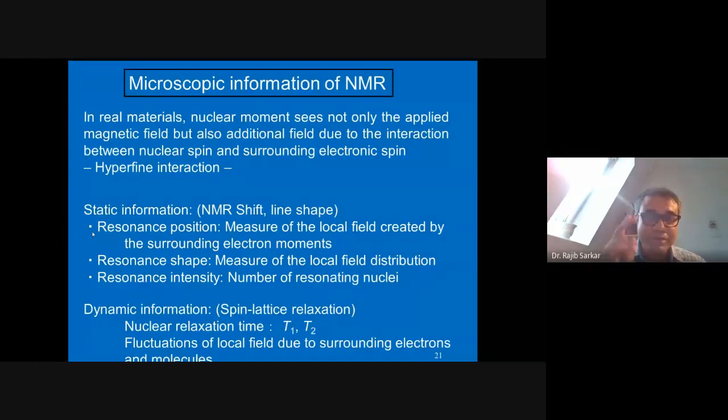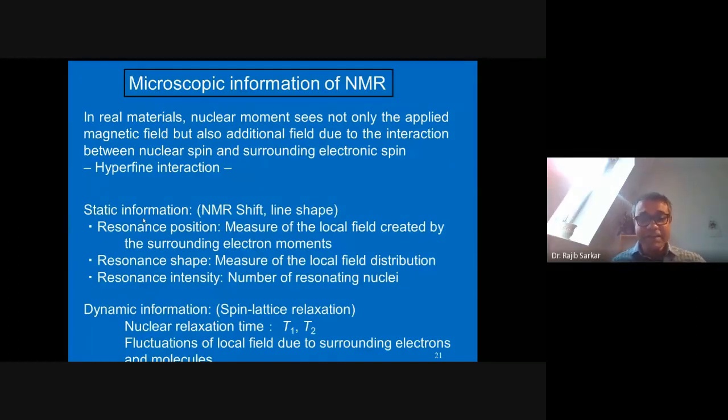And by doing NMR, you can get two kinds of information. One is your static information, which comes from the NMR shift and line shift. What does static information mean? It means this information doesn't contain any time dependency, so your line width or your resonance position will not change as a function of time. The second information you get is the dynamic information, which we call spin relaxation. It may be spin-lattice relaxation or spin-spin relaxation, abbreviated as T1 and T2.